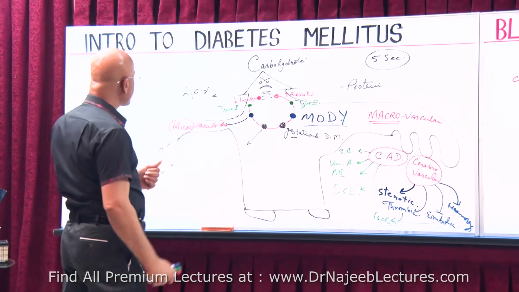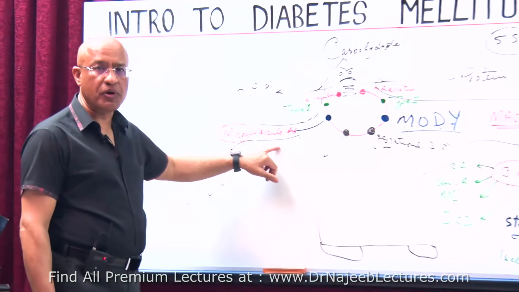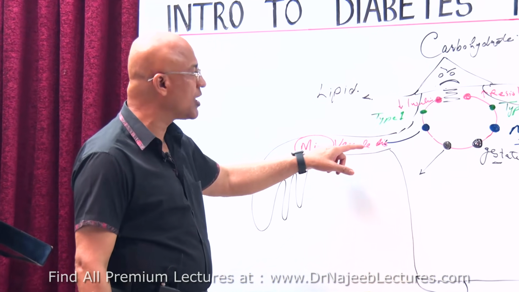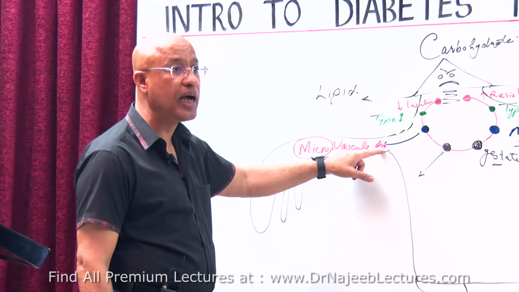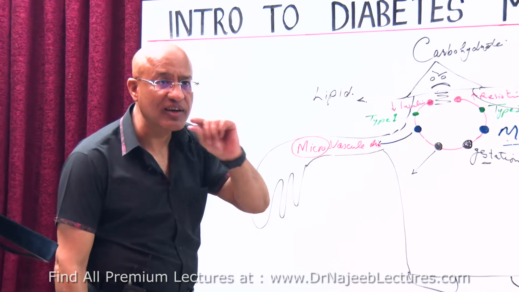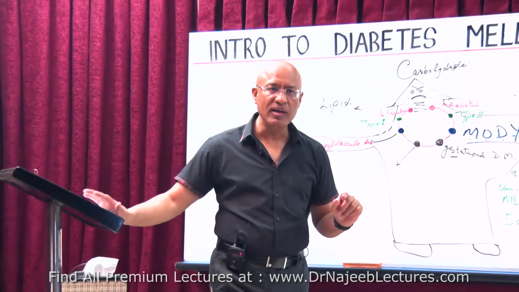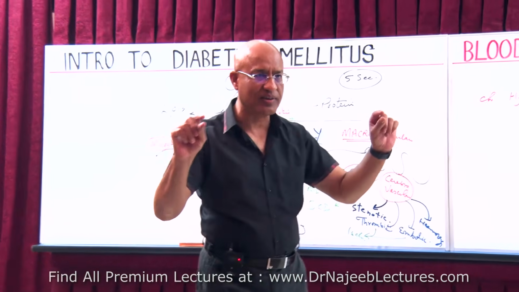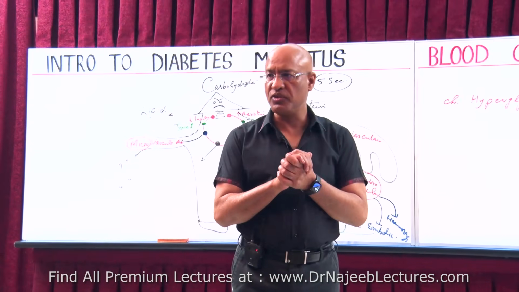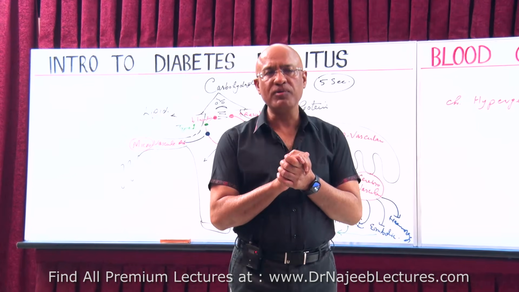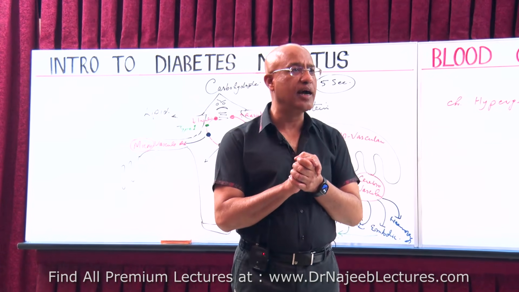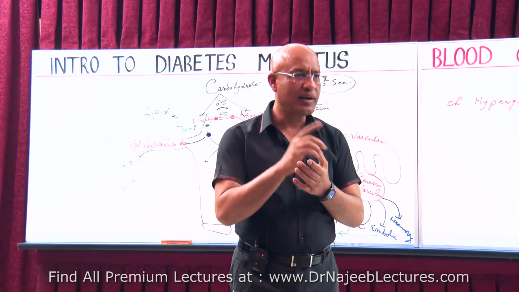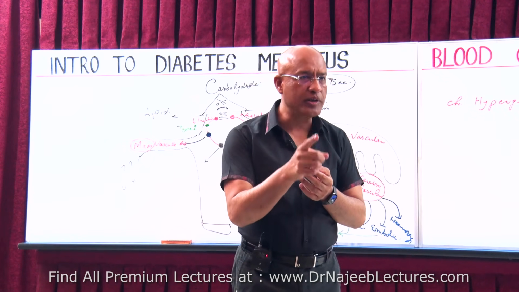Then we come to another group of complications, right? And this is microvascular complications in patients with diabetes. Small vessel disease. Up to now I told you only large vessel disease. Now I am going to tell you small vessel disease. Now here I want to say something very special. The small vessel disease, which is also called diabetic microangiopathy. What is it called? Diabetic microangiopathy.